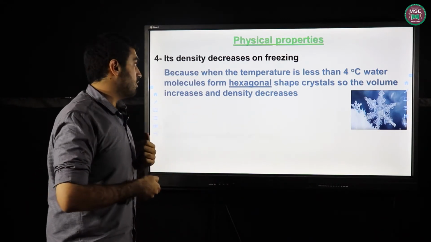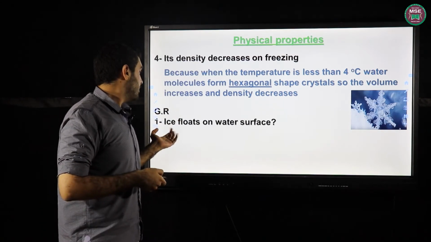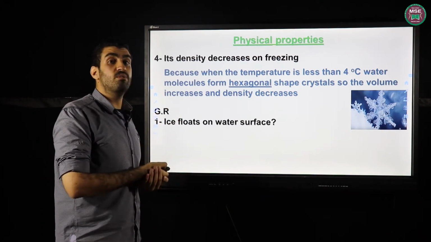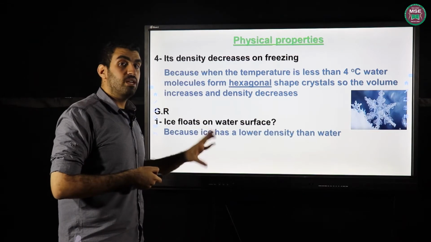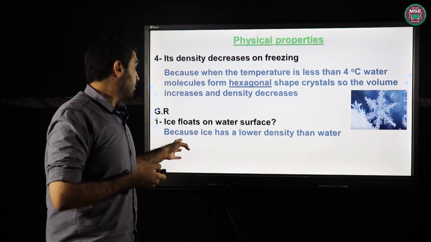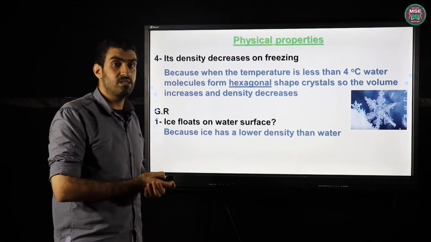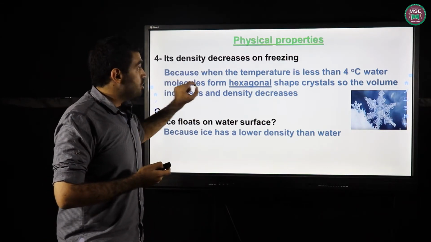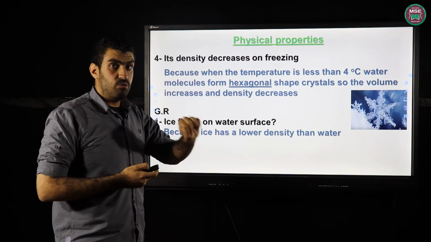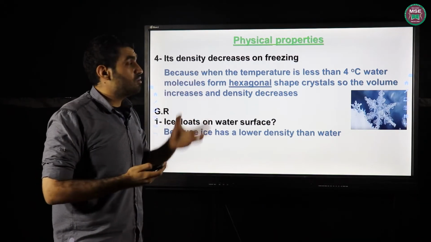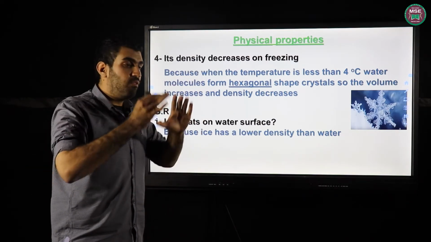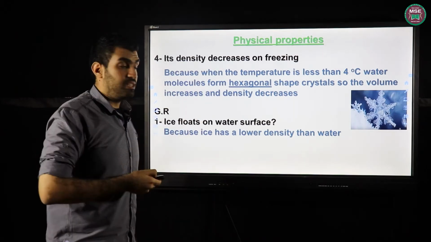As we remember from prep 1, as the volume increases, density decreases, inversely proportional. So when I ask you, give reason, ice floats on water surface: because ice has lower density than water. Give reason ice has a lower density: because when the temperature is less than 4 Celsius degree, hexagonal shaped crystals of ice are formed, and so the volume increases and density decreases.